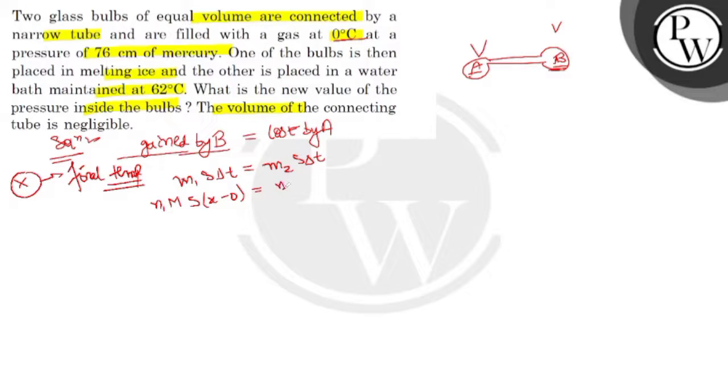For this one, N2 into M into S delta T, the final will be 62 degrees Celsius, and the difference in Kelvin and Celsius is the same. So we can directly take 62 minus 0. MS is cancelled out by MS, and we get N1 X is equal to 62 times N2 minus N2 X. The final temperature will be X.